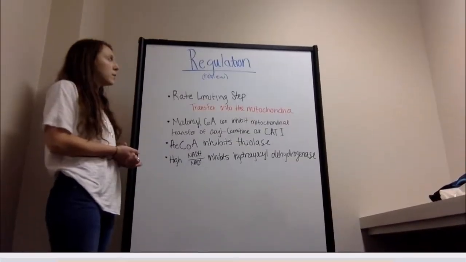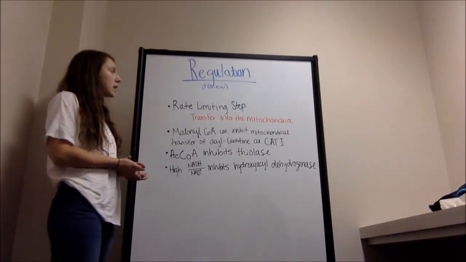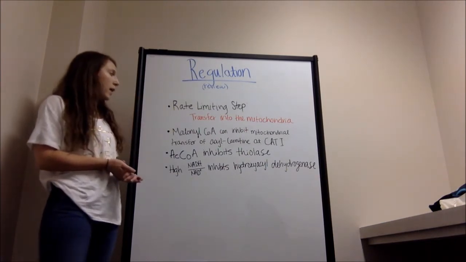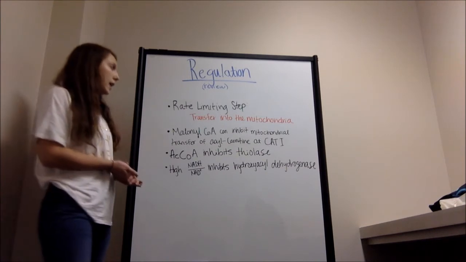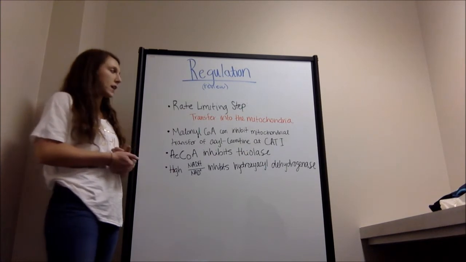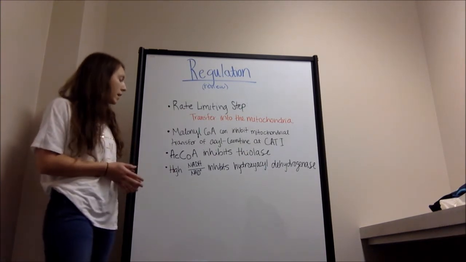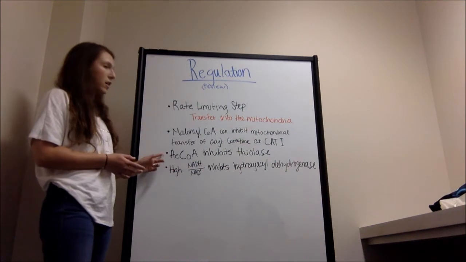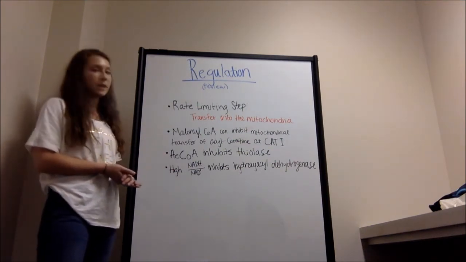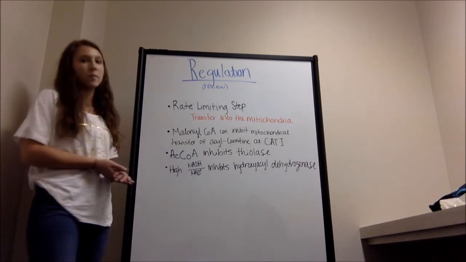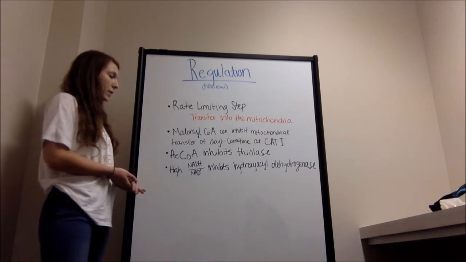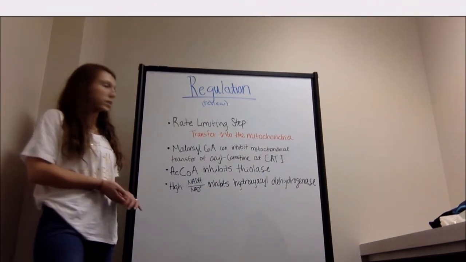Here is an overall review of the regulatory steps. The main rate-limiting step is the transfer into the mitochondria. Malonyl-CoA, which is an intermediate, can inhibit the transfer of acylcarnitine into the mitochondria, and this happens at Cat1. Another regulatory step is later on during the actual beta oxidation phase. Acetyl-CoA inhibits the enzyme thiolase, and again in the actual beta oxidation phase, high ratios of NADH to NAD+ inhibit hydroxyacyl dehydrogenase.